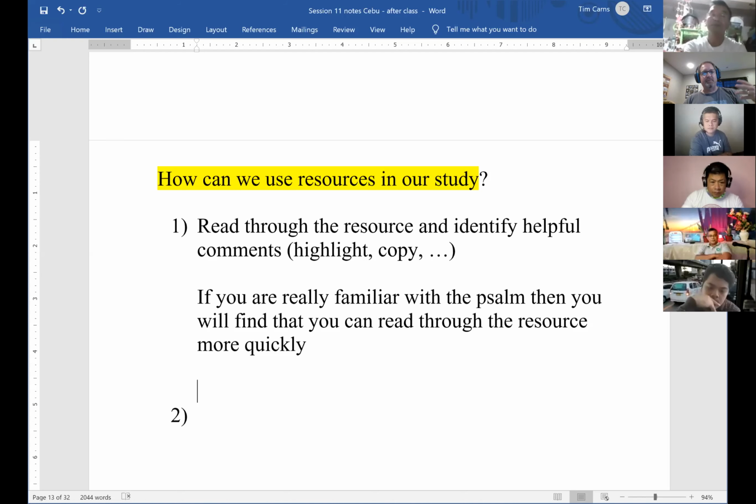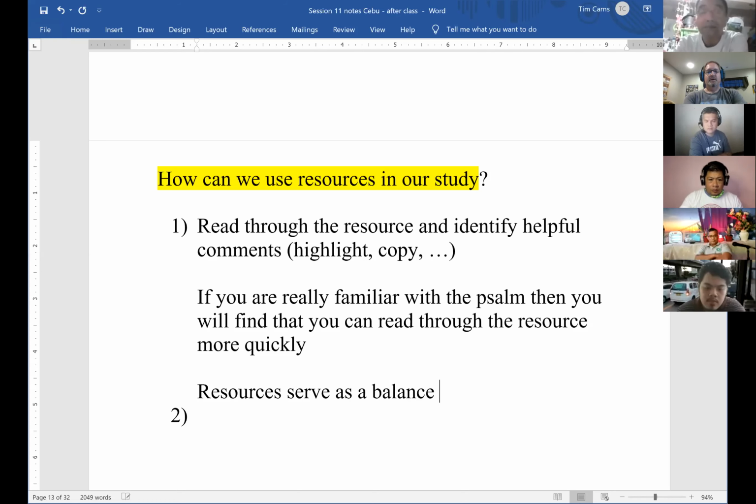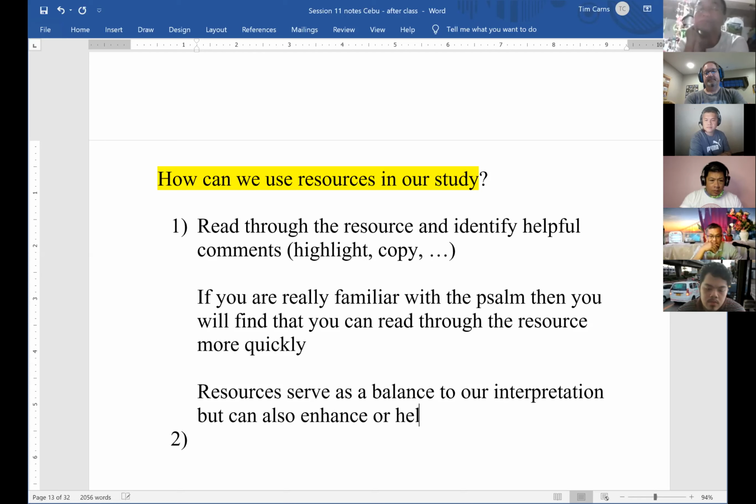Or sometimes maybe I've done a word study and I've just not found anything that's been really helpful, and a resource will have a comment on that particular word and give me more insight or a good illustration. So resources are a balance, but they also can enhance. Maybe I can put it that way. Resources serve as a balance to our interpretation, but can also enhance or help clarify our interpretation. All right?